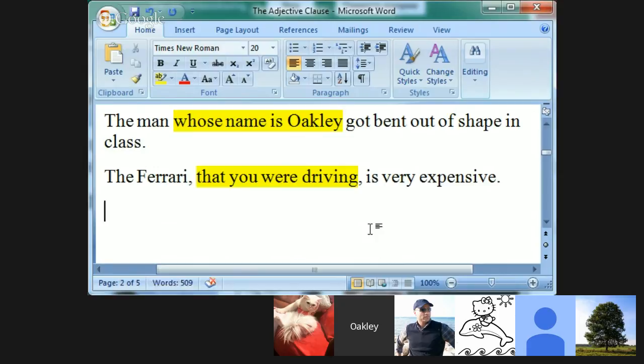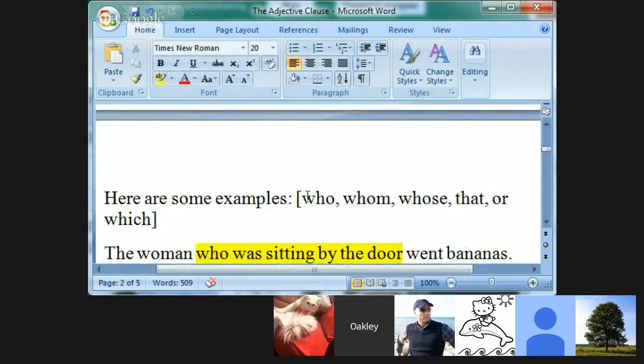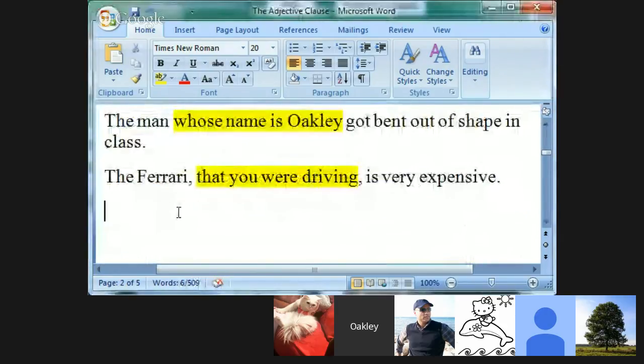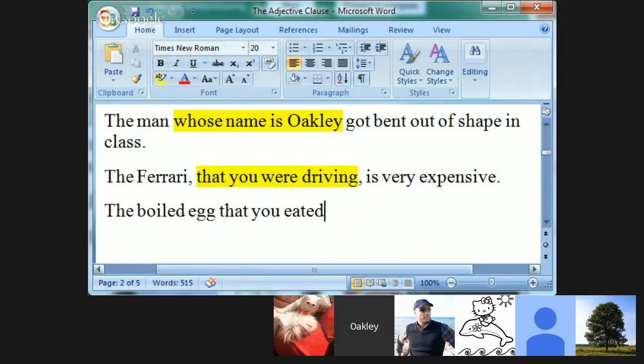Okay, again, remember... The boiled egg that you eat it is healthy. Well, we can't say eat it. Eat. Not eat it. A-T-E. Ate. Yeah. Ate.